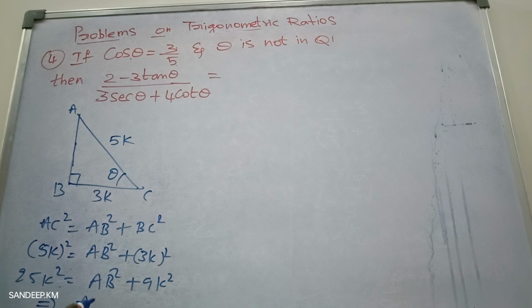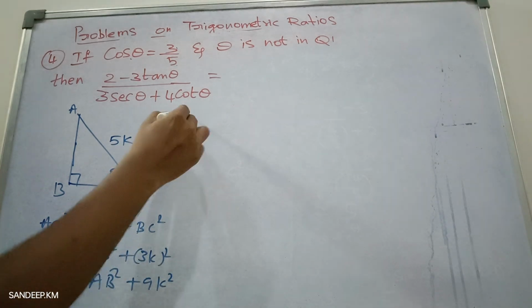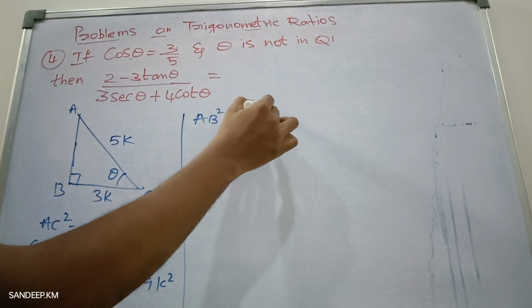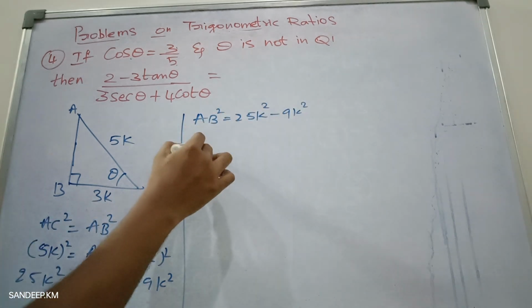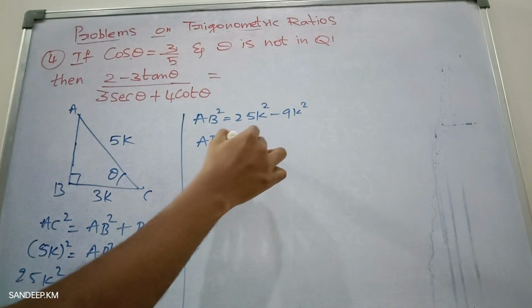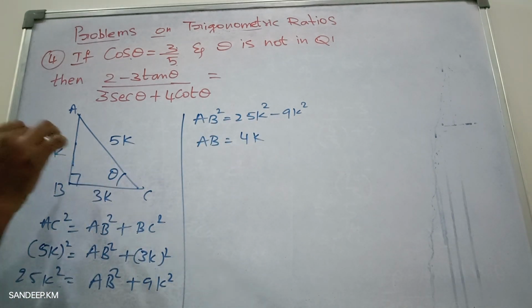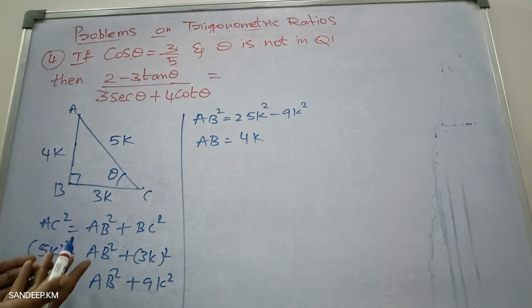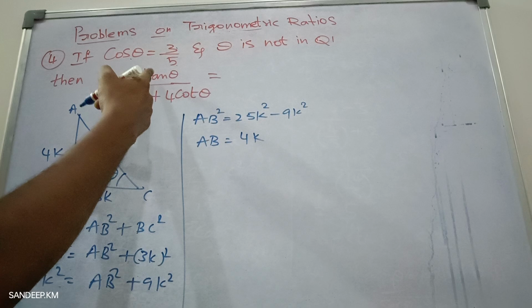By simplifying, AB square is equal to 25k square minus 9k square. So AB is equal to root of 16k square, which is 4k. Yes, the opposite is 4k. You can also take it directly if you know this. Anyhow, from this, dear students, first let me find what is tan theta.